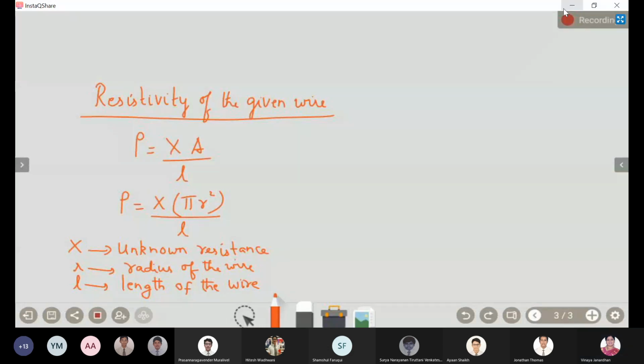In a meter bridge, the null point is found at a distance of 60 centimeter from point A.